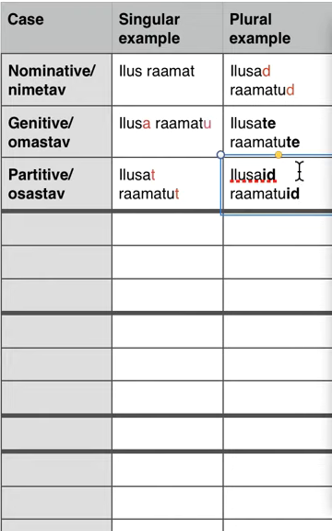So let's go over what we learned today. The Estonian language has 14 different cases. The cases in Estonian are one of the most important parts in the grammar. There are 3 base cases: nominative, genitive, and partitive. All of the cases have different singular and plural endings.